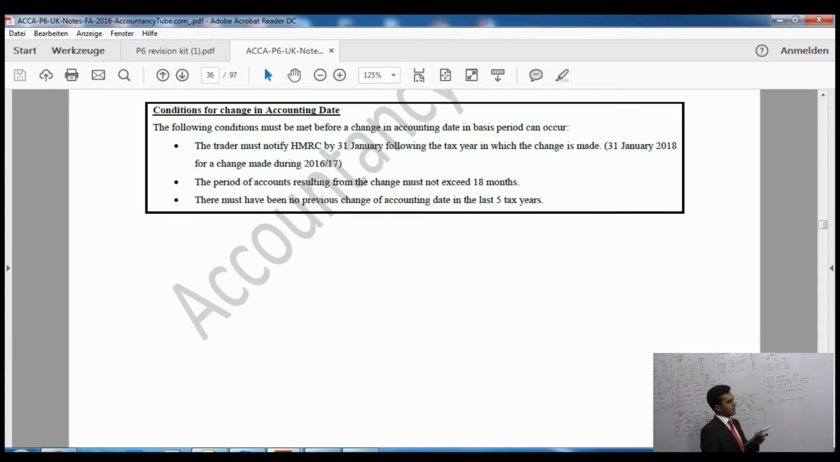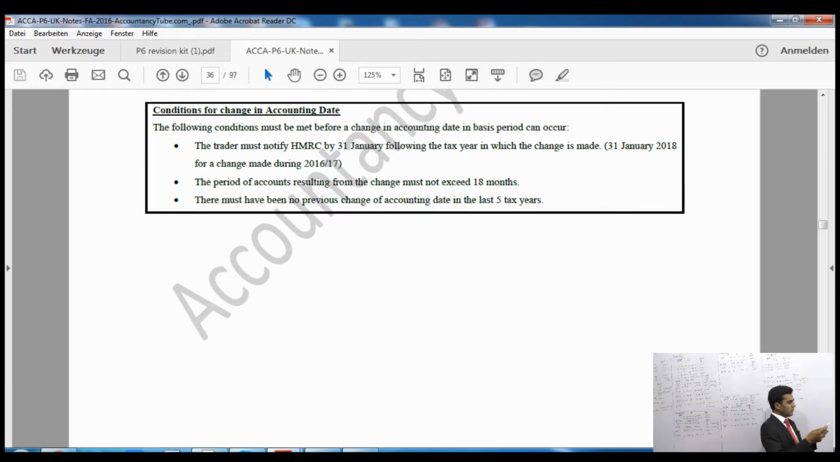Now in the examples we have seen, the 4 cases, there wasn't any change which resulted in an account period longer than 18 months. The maximum was 18 months long, which we saw in case 4. Finally, it says that there must have been no previous change of accounting date in the last 5 years. So you can't make a change in this year and then change it again next year. You cannot do it within 5 years. You have to wait until 5 years.